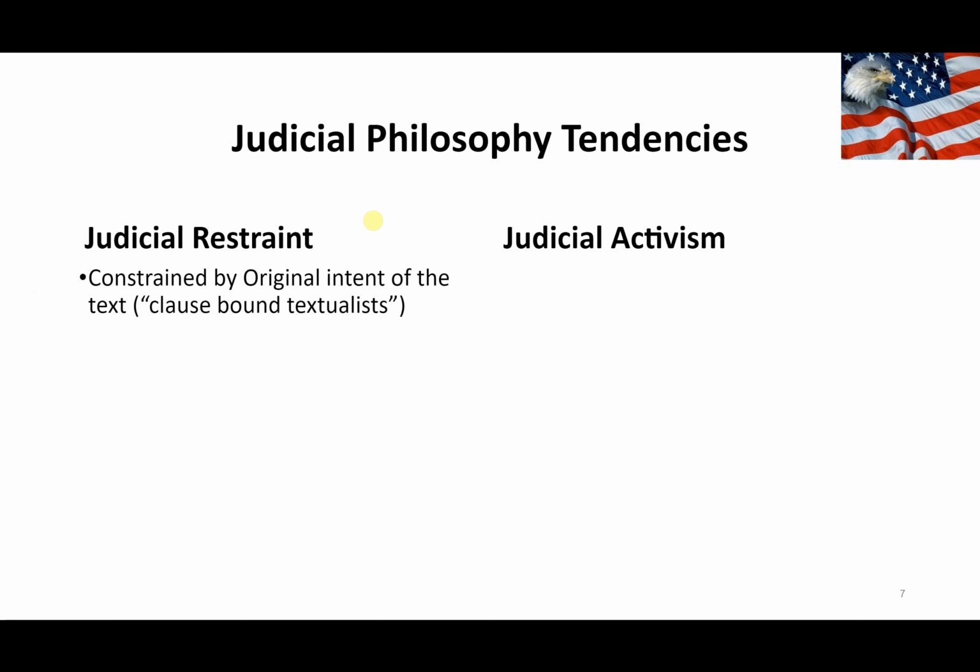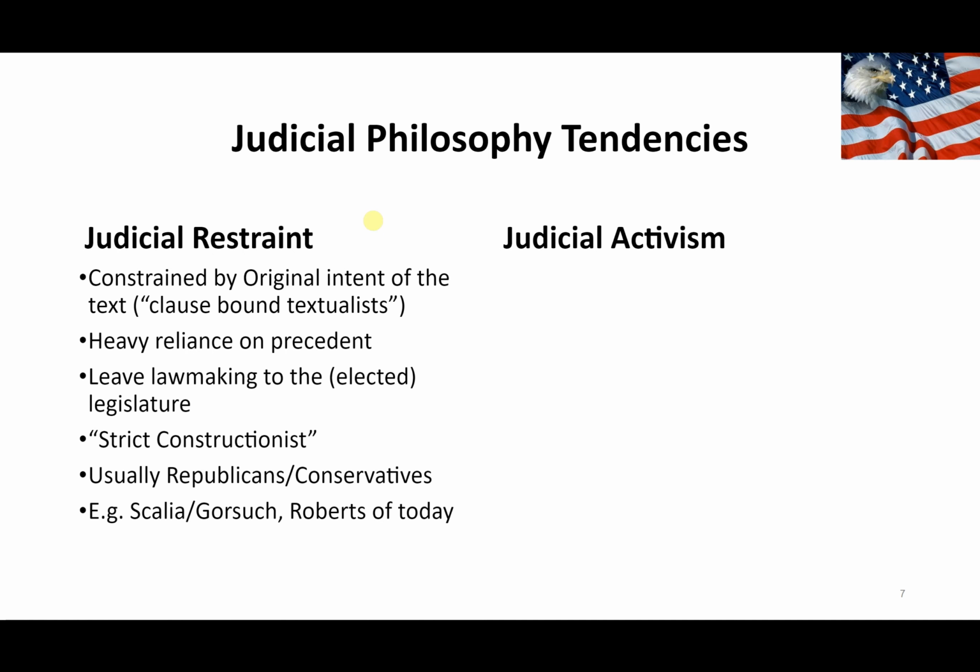So judicial philosophy tends to fall into one of two categories. You have the concept of judicial restraint, in which the practitioners of this idea believe that they should be constrained by the original intent of the text. They are, in other words, clause-bound textualists. They are heavily reliant on precedent and leave lawmaking to the elected legislature. They are also known as strict constructionists and are usually Republican conservatives like Scalia, Gorsuch, and Roberts.